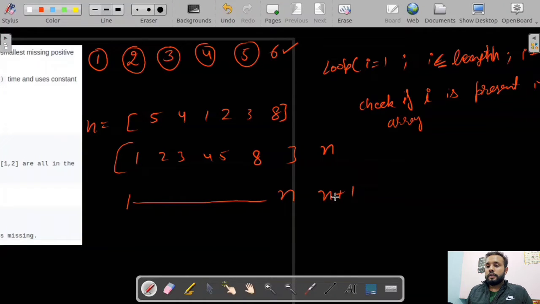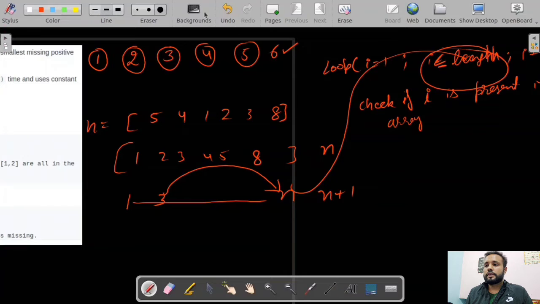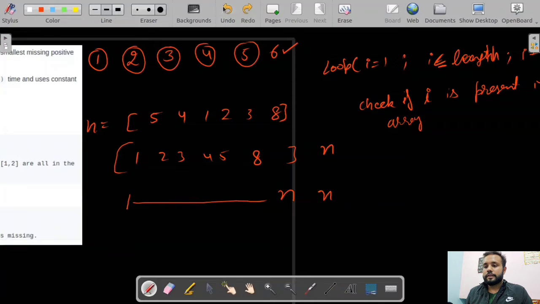But if any number is missing in between, let's say number 3 is missing, then 3 will always be less than this length, always less than this n, and n is the length in our example. So that's why I used less than or equal to length.